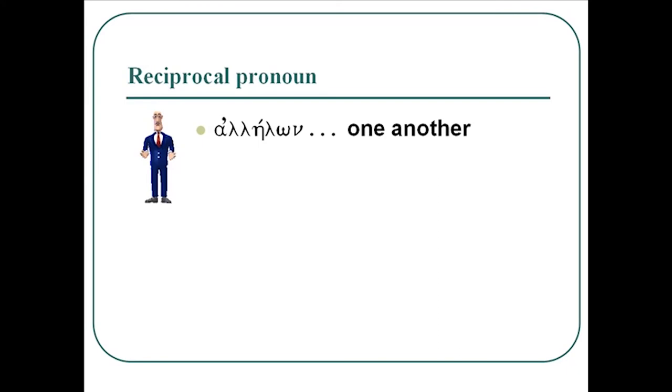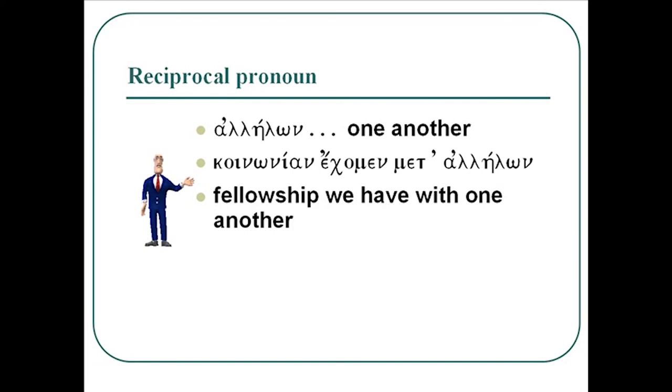Now, the reciprocal pronoun is fairly easy. It's the word allelon, means one another. Reciprocation, back and forth, from one to the other and back. One another. An example of this is koinonian echomen met' allelon. And it means fellowship we have with one another, or we have fellowship with one another, allelon. So this one is not parsed out with all the different endings and things. It usually just comes as a base form, allelon, which is pretty straightforward. And that's good.